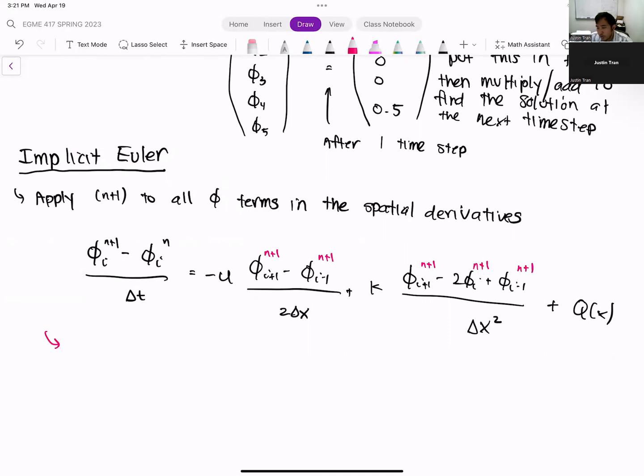And so after we do that, we're going to apply the same strategy. All the terms of the n plus 1, we're going to move over to the left-hand side, and all the terms with n, we're going to keep over on the right. And this is going to have one very important consequence relative to explicit Euler, and that is that we can no longer say that we have just one n plus 1 term. We're going to have multiple n plus 1 terms.